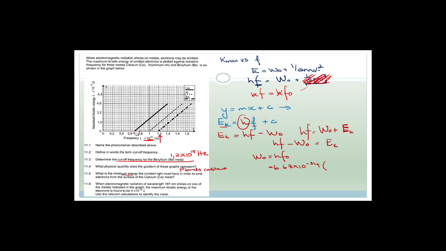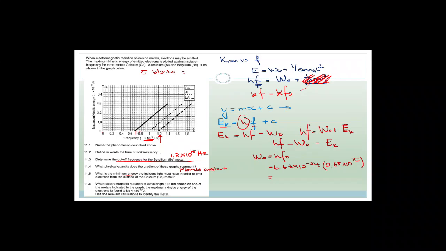If we look at the graph carefully, that's 0.7 over there, exactly in the middle. Oh, hang on, there's an easy way to do this. That's 1, 2, 3, 4, 5 blocks, so it's 4. Therefore this is 0.68, so the threshold frequency is 0.68 times 10 to the 15 hertz.